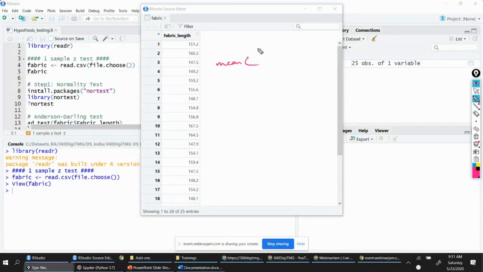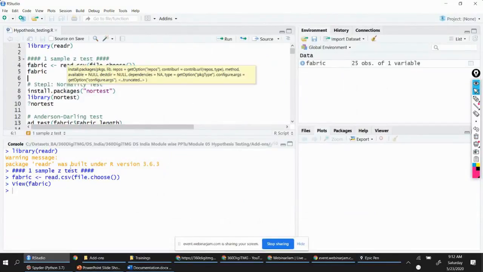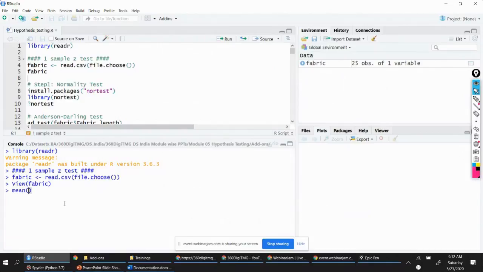In R, we do mean of this data and you get some result. Okay, let me do that. Let me, in fact, do it and show. So I have fabric length. Let me do this here. Mean of fabric dollar column. So my current mean, which is represented as X bar, is 155.064.